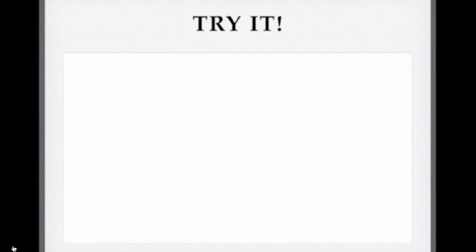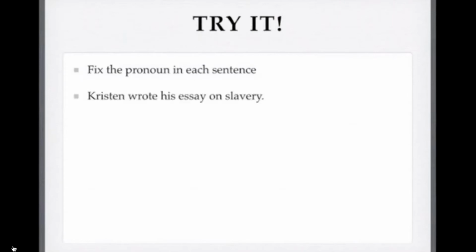Okay, go ahead, try it. Fix the pronoun in each sentence. Kristen wrote his essay on slavery. Kristen is singular. His is also singular. That's not where it went wrong. Kristen is feminine. His is masculine. It should read as, Kristen wrote her essay on slavery.